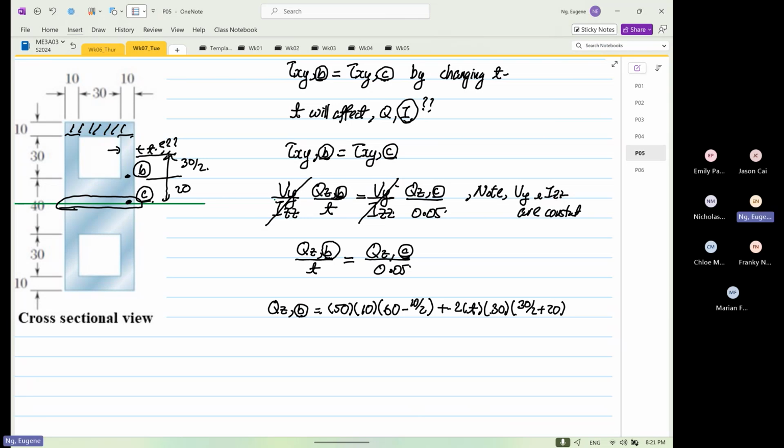plus 20 times 30 times 2 is equal to 2.1 times 10 to the power 3 t. Let me do it again. 30 divided by 2 plus 20 times 30 times 2. Yep. So 55 times 10. So this is 27.5 times 10 to the power 3.